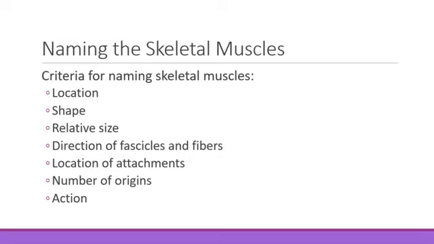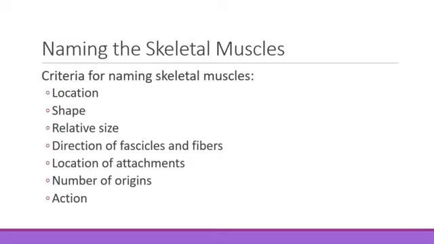Another way of naming muscles includes the direction of fascicles and fibers. The names will tell you the directions that the muscles will run. So for example, rectus means straight. An example of this is the rectus femoris muscle that we'll see in the lower limb. We have transversus and oblique, which means that the fascicles will lie at a right angle, or at an oblique angle, to the midline. So when we get into the muscles of the abdomen, we have the transversus abdominis muscle as well as the external oblique muscle of the abdomen.